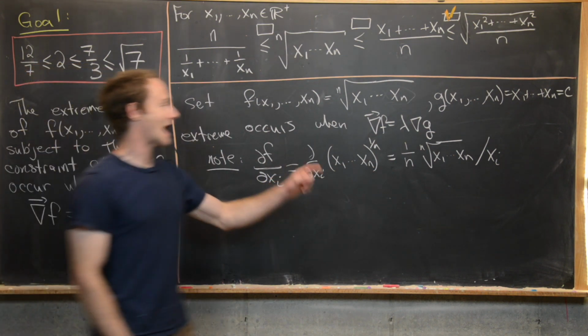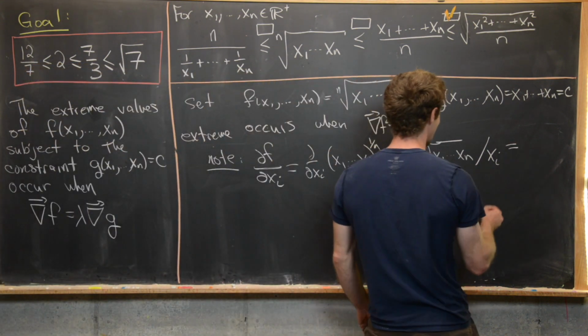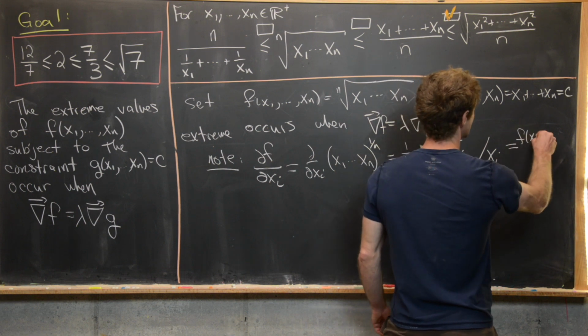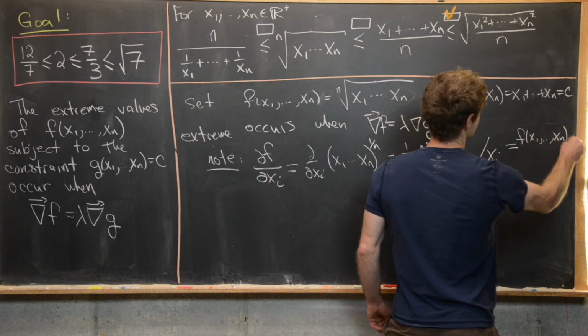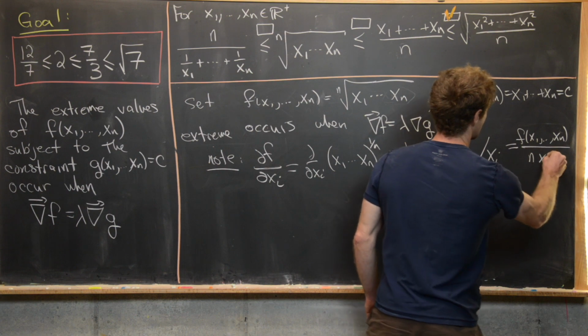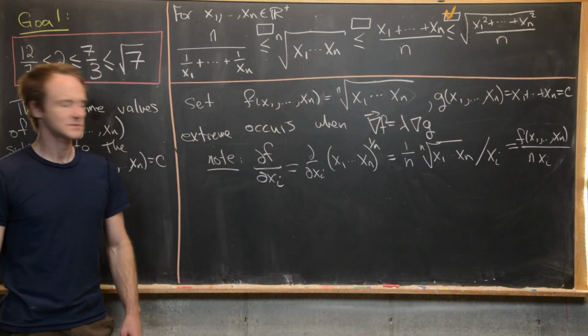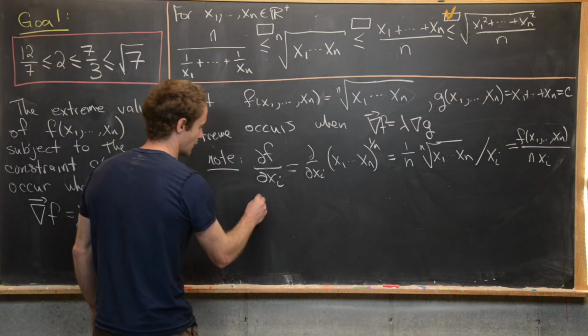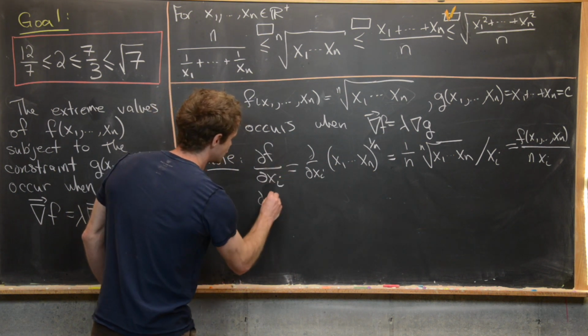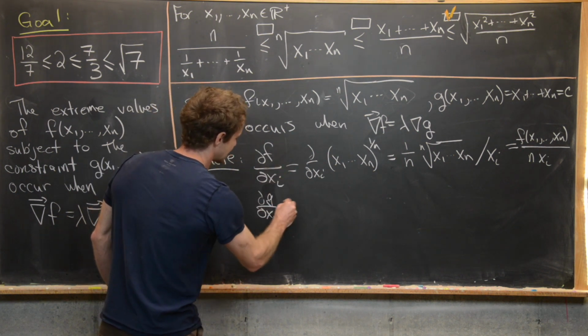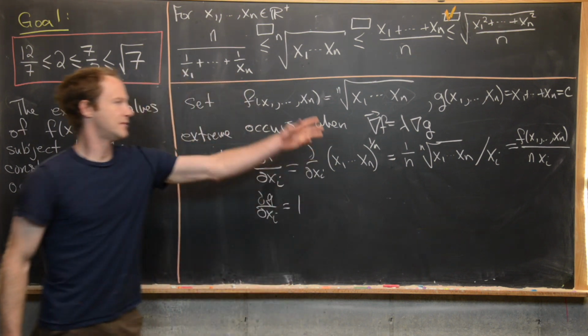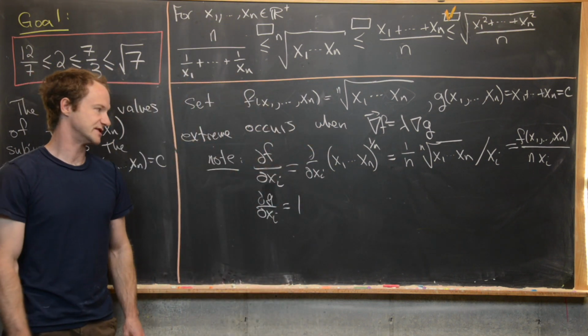Okay, great. But now the next thing that I want to notice is that that is exactly equal to the original function, f of x1 up to xn, over n times xi. Great. Then the other thing that I want to notice is that the partial of g with respect to xi equals 1, because that's just a sum of all of the entries there.